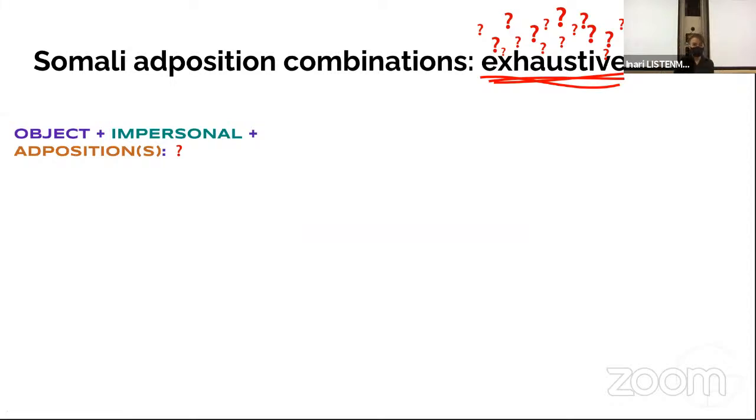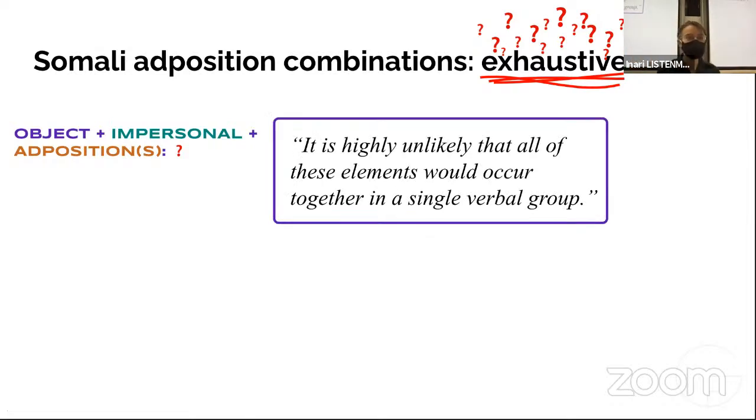But what happens if we have an impersonal subject pronoun, some object pronoun, and one or more adpositions on top of that? There is nothing in the whole book about this. That's all the book has to say about this.